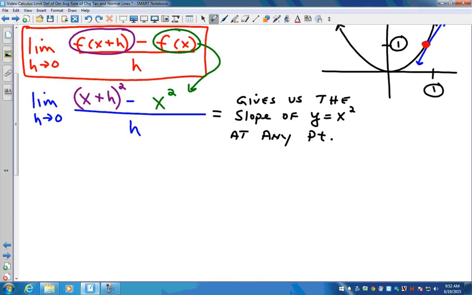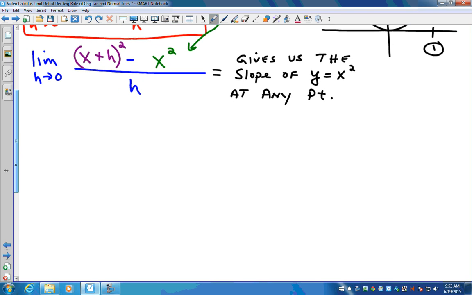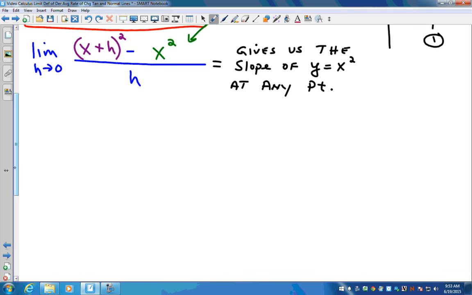All right, so first let's evaluate this limit. Can you do it? What's one way to evaluate limits? Well, you could plug 0 in for h, and what do you get? You get x squared minus x squared over 0. You get 0 over 0. That is not going to work, right? So plugging in 0 for h is a good idea, but in this particular example, it's not going to work. All right, so what are our other options?